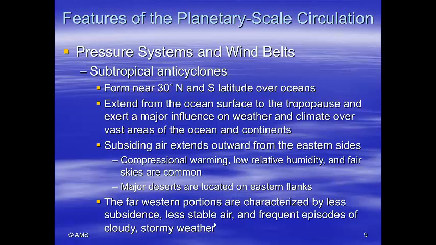When we have subsiding air, which extends outward from the eastern sides, we get compressional warming, low relative humidity, and fair skies. Major deserts are actually located on the eastern flanks. The far western portions are characterized by less subsidence, less stable air, and frequent episodes of cloudy, stormy weather.